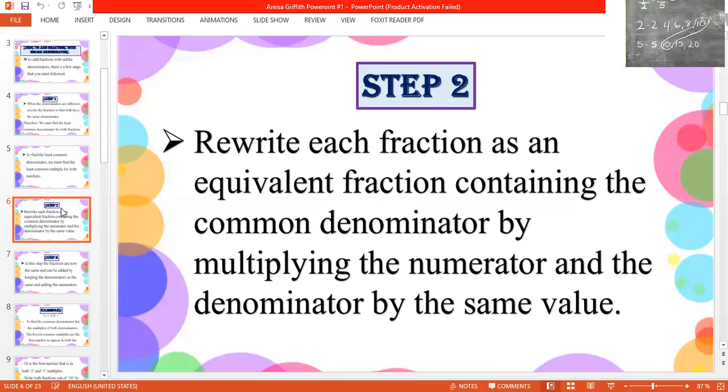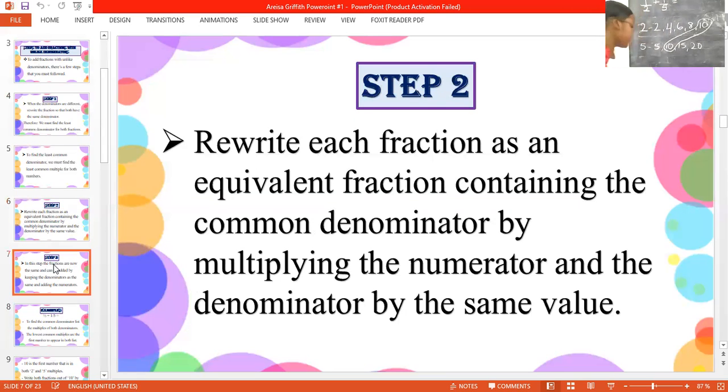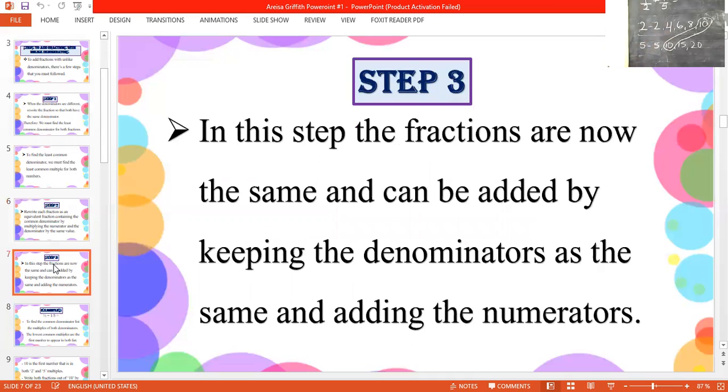Now moving on, remember we have to make the fractions the same before we can add, right? The denominators must be the same. So now we're going to move on to step 3. We're going to make the fractions the same, right? We're now going to divide. How many times can 2 go into 10? Use your counters. How many groups of 2s can you get from 10 counters? 1, 2, 3, 4, 5. And we're going to put that 5 there.